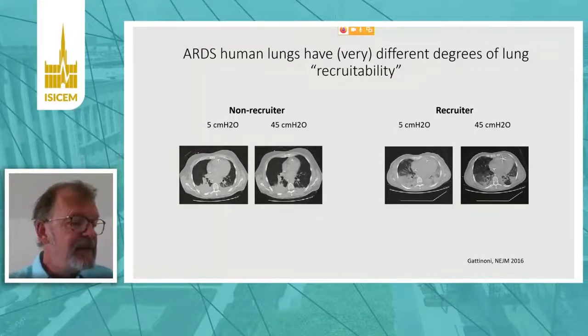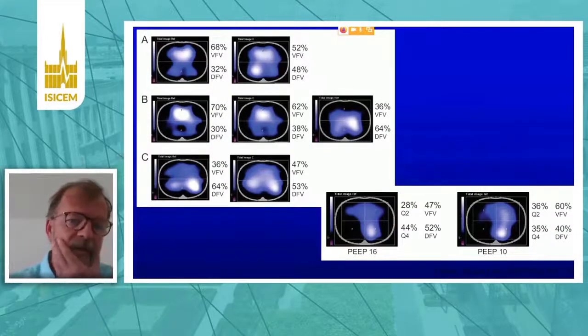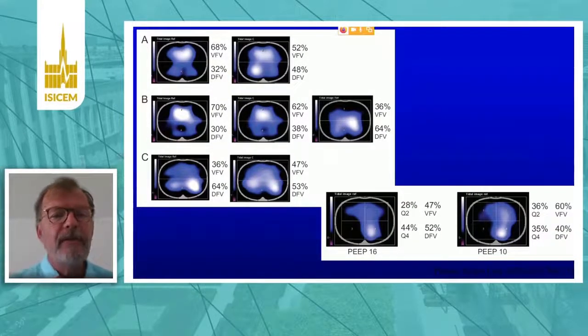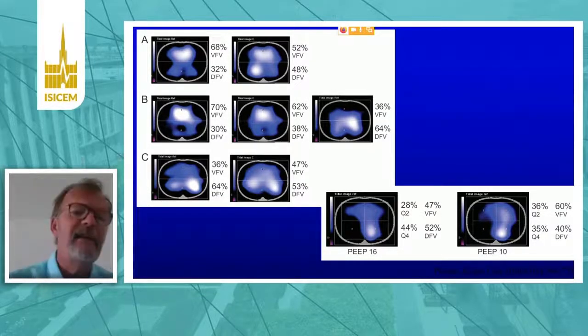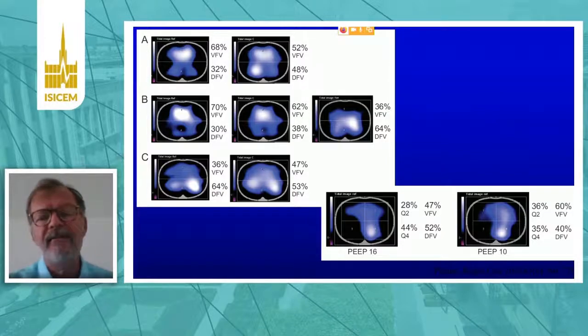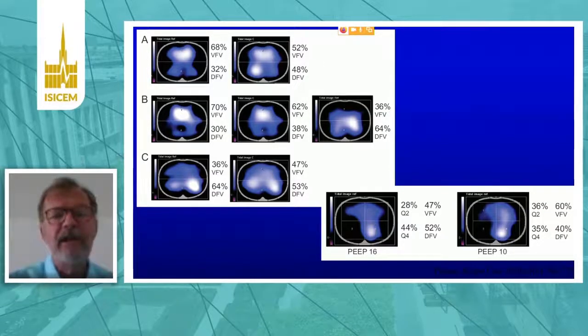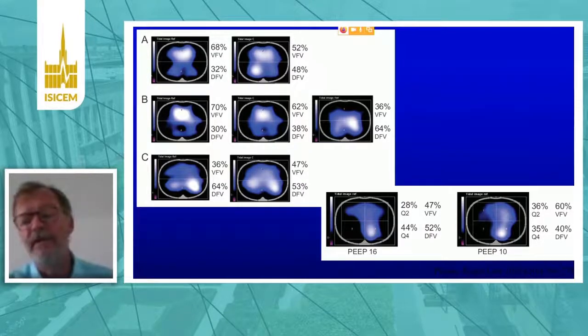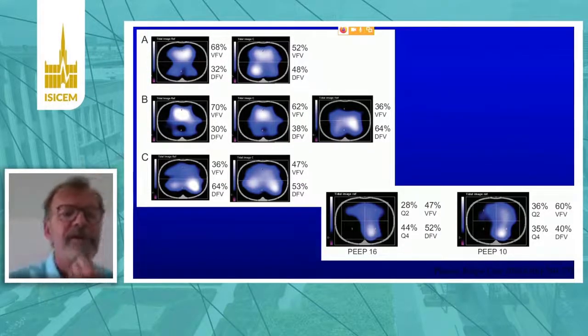As I say, the CT scan is not available. There is one technique which does not give the same information, but which gives some functional information about where the ventilation is distributed. And this is the electrical impedance tomography. So this is an exciting technique. You have here different imaging of patients with different PEEP levels, different position, with or without prone, for instance.